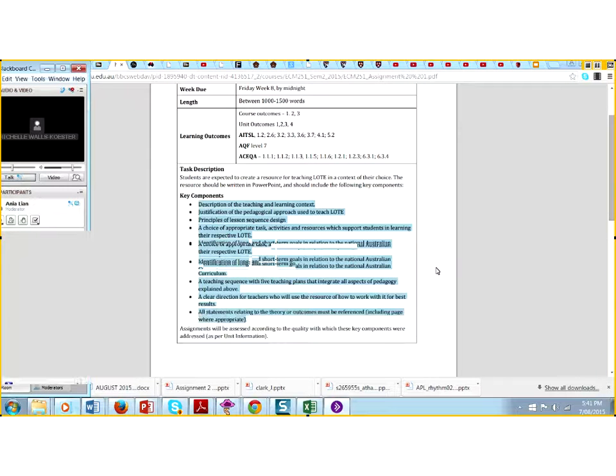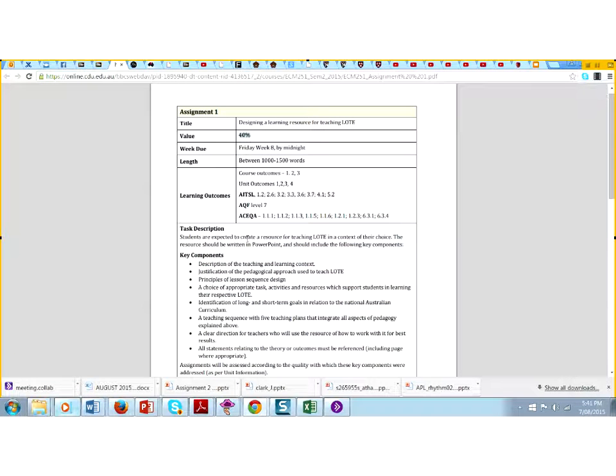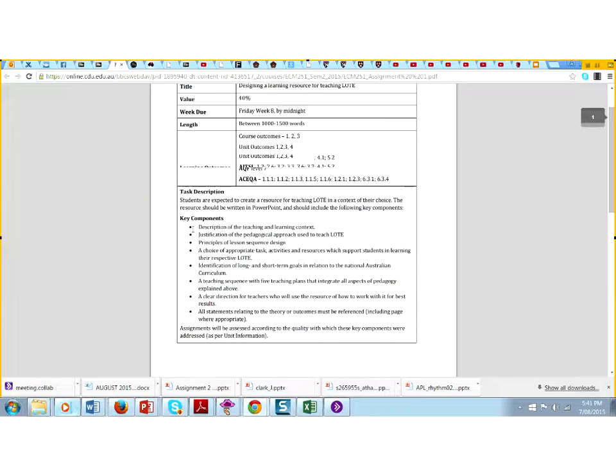So basically, creating a resource will be worth 40% this semester. What we have to do is, in the context of your choice, but it has to be a school context of sorts because we need to have a curriculum. So the resource should be written as follows. First, a description of the teaching and learning context, so that's basically year 7 or year 5 or year 4 or whatever.